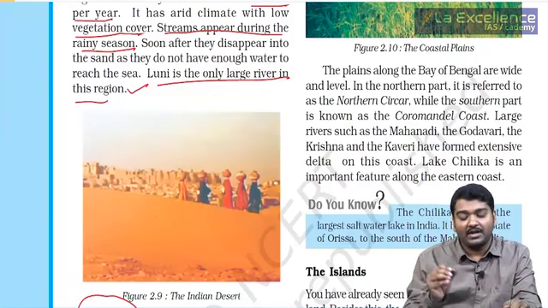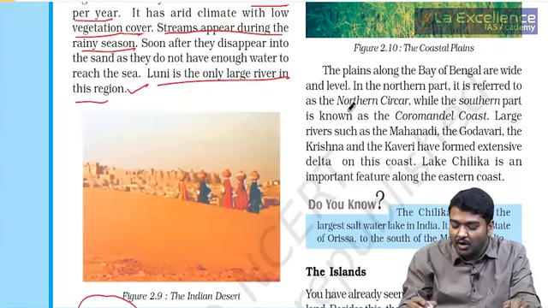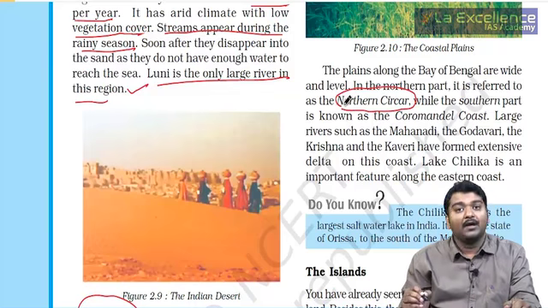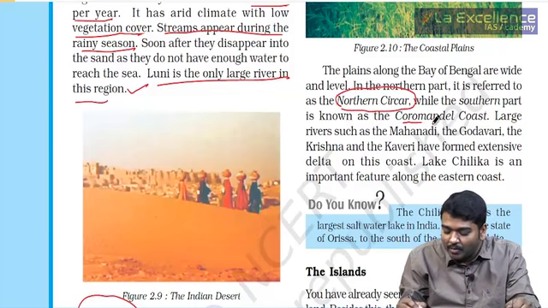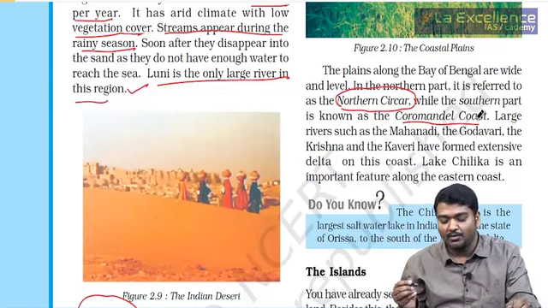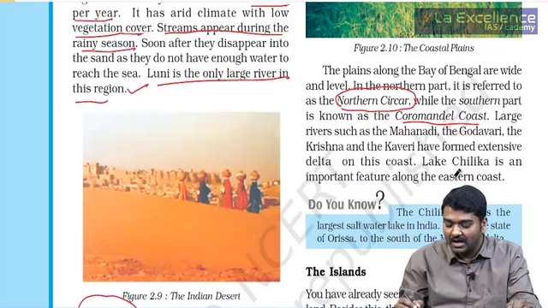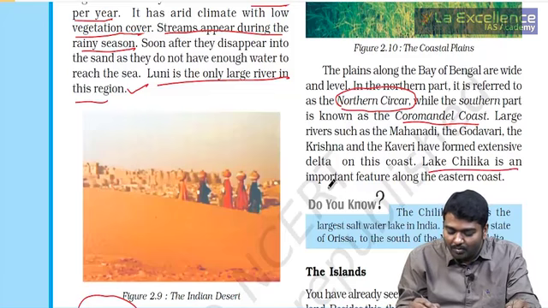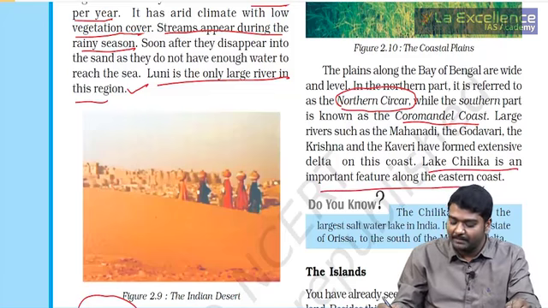And then when we are talking on the eastern side, you have Northern Circars in Odisha and you have Coromandel coast in Tamil Nadu and some parts of Andhra Pradesh. Lake Chilika is the most important feature which is present.